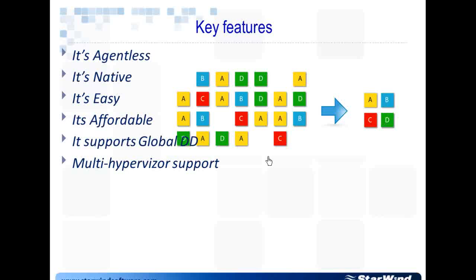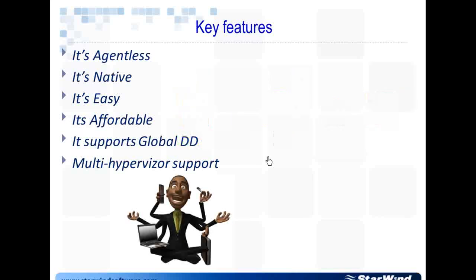Next is multi-hypervisor support. It basically means that you shouldn't have separate products to take the backups from different hypervisors. If you have Hyper-V and ESXi, in most cases you should have two products, one for Hyper-V, the second one for ESXi. Not in the case of our product. If you are running the backup software from StarWind, you should have only one installation of backup, and that's it.